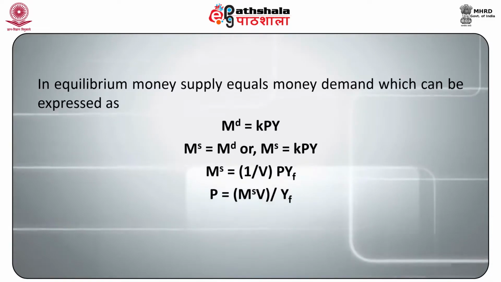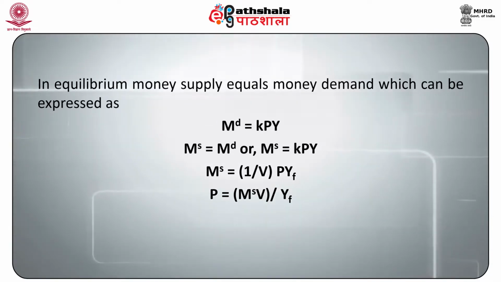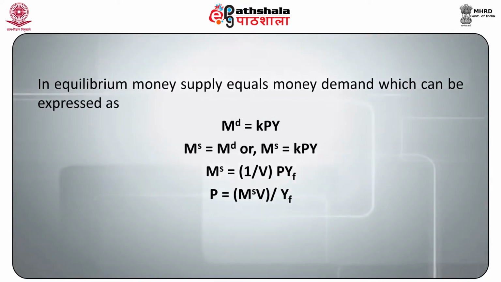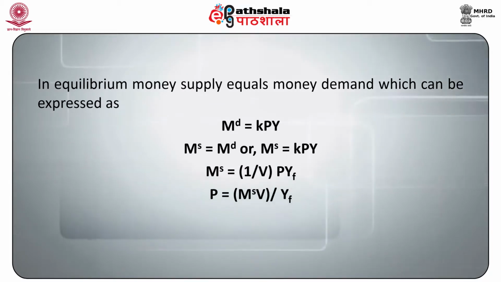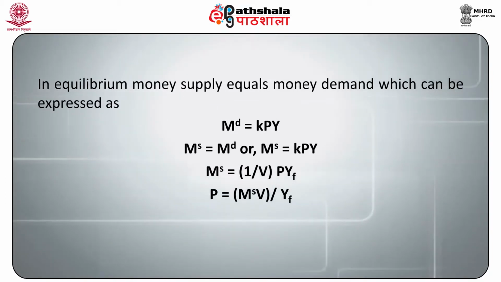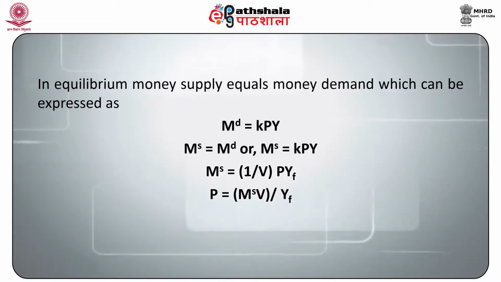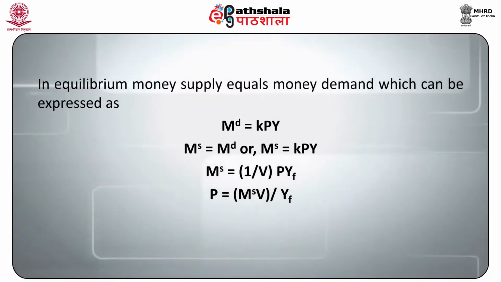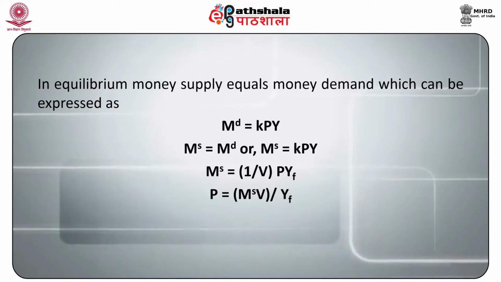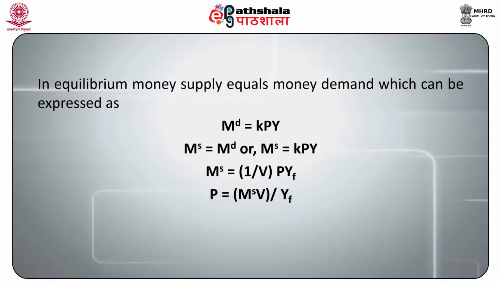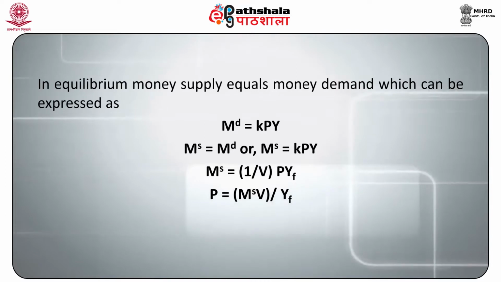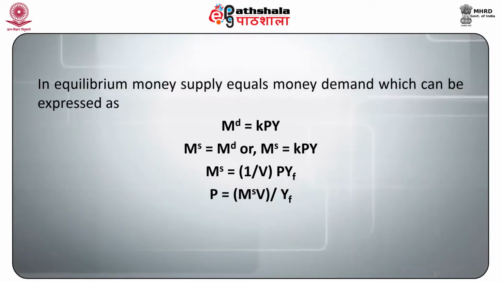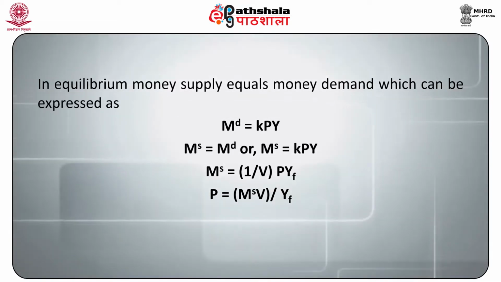In equilibrium, money supply equals money demand, which can be expressed as M^s = M^d, or M^s = kPY. If there is full wage price flexibility, so that output is assumed to be at the level of full employment, then Y can be replaced by Yf. Also, assume that 1/k is the velocity of money given by capital V, which is determined by the payment habits of the people and other institutional factors and is treated as given.